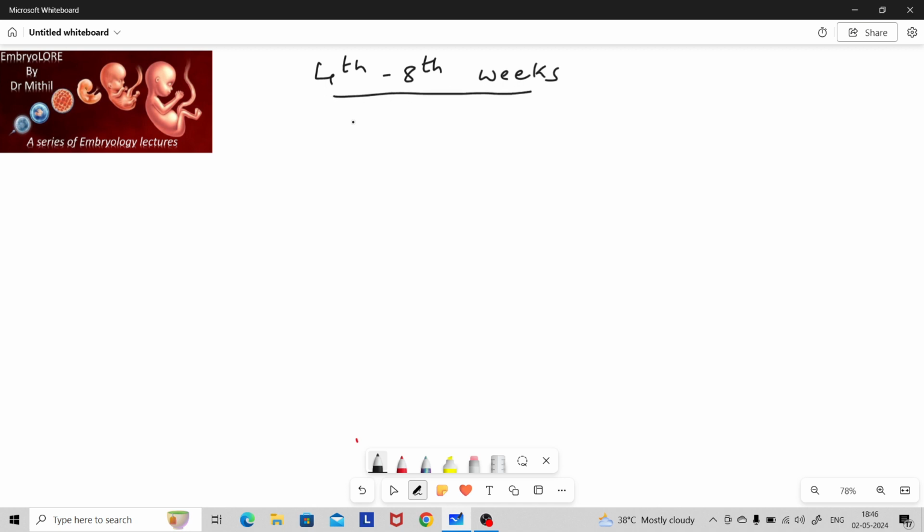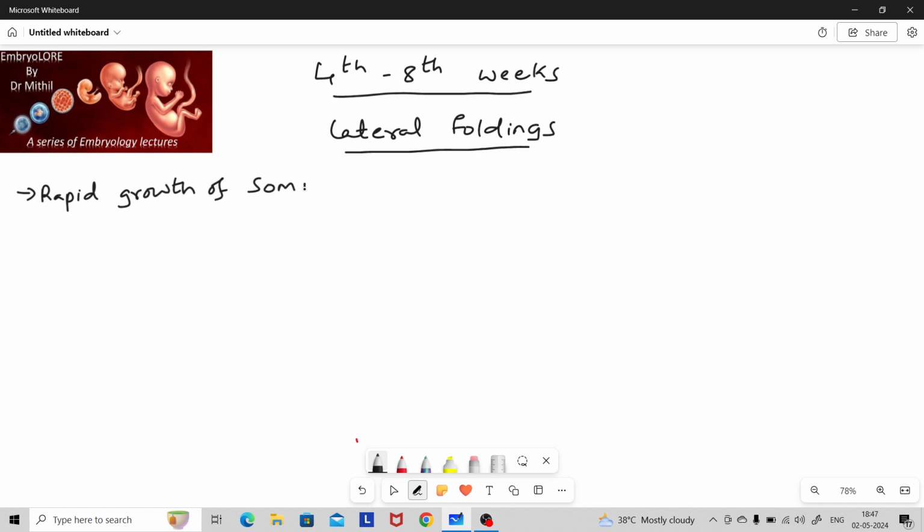Okay, so now we will be seeing about the lateral foldings. So first of all, let us try to understand what is meant by the lateral foldings. The embryo folds on itself in the horizontal plane, and why? Due to the rapid growth of the somites. So the main reason attributed is the rapid growth of the somites.